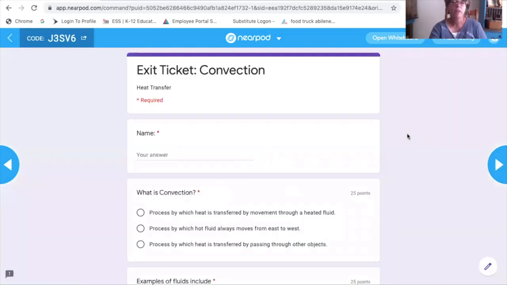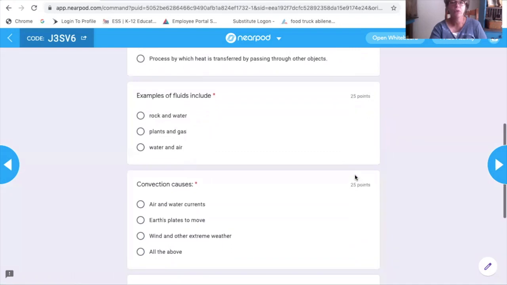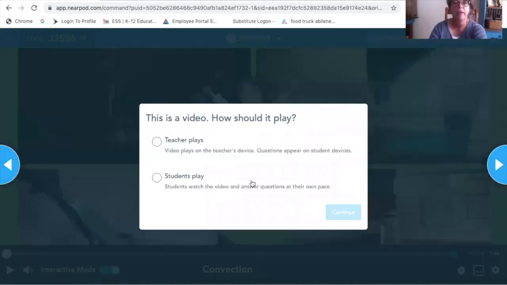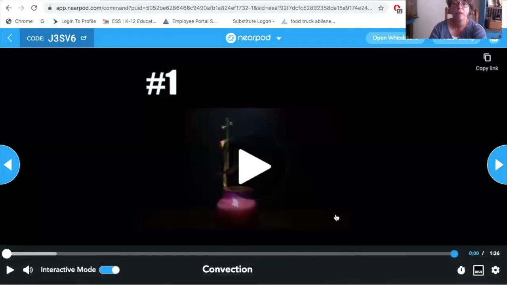There's their exit ticket connected right there, where they would fill that out. It would help me to see what they understood. I'd also include two different labs. These are simple labs that could be done at home.